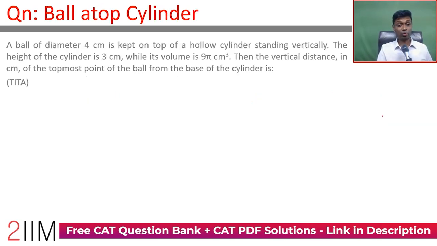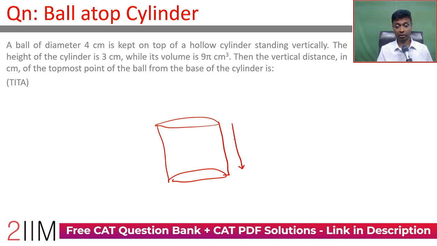A ball of diameter 4 centimeters is kept on top of a hollow cylinder standing vertically. The height of the cylinder is 3 centimeters. Its volume is 9 pi centimeter cube. Pi r square height is 9 pi. R square into 3 is 9, or r is root 3. Radius is square root of 3.